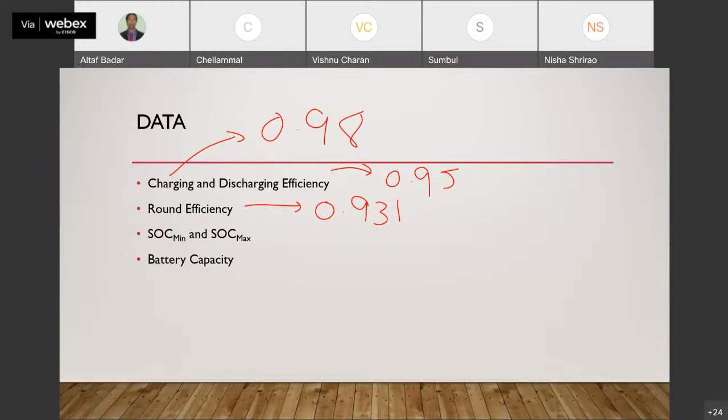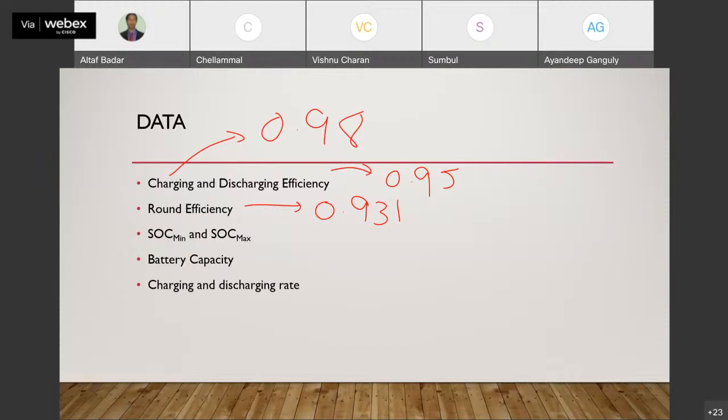Then the next thing is battery capacity. What is the capacity of the battery? Without this, we will not be able to relate the load and the tariff. I did not explain this, but if you saw the assumptions, it is there. We are taking 3 kilowatt hour as the battery capacity here. So SOC min would be 3 into 0.2, that is 0.6, and SOC max would be 0.9 into 3, that would be 2.7. You are not going to cross these limits.